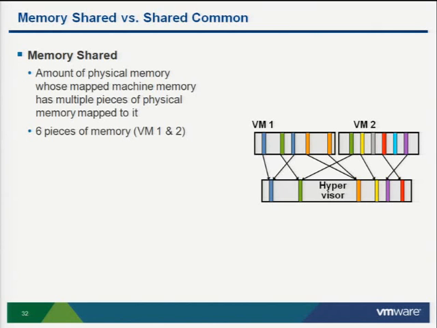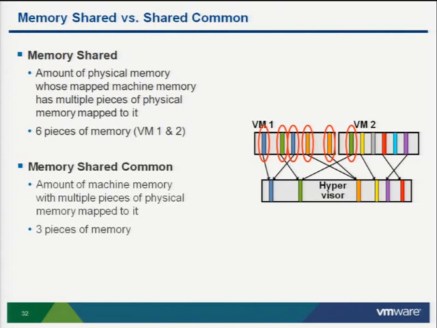It's the amount of physical memory, so again, the amount of memory at the VM layer, whose mapped machine memory, you follow the arrow down to the hypervisor layer, has multiple pieces of physical memory mapped to it. So does that piece of memory at the hypervisor layer have multiple arrows going to it? If so, then the piece of memory you're looking at in physical memory is shared. So we see that if we do that, there are 6.